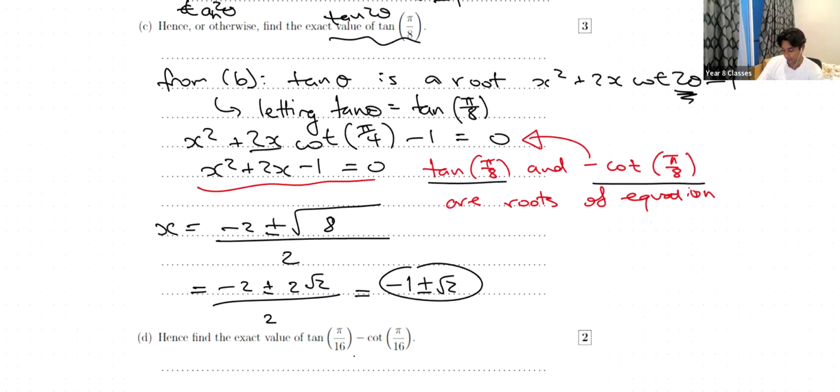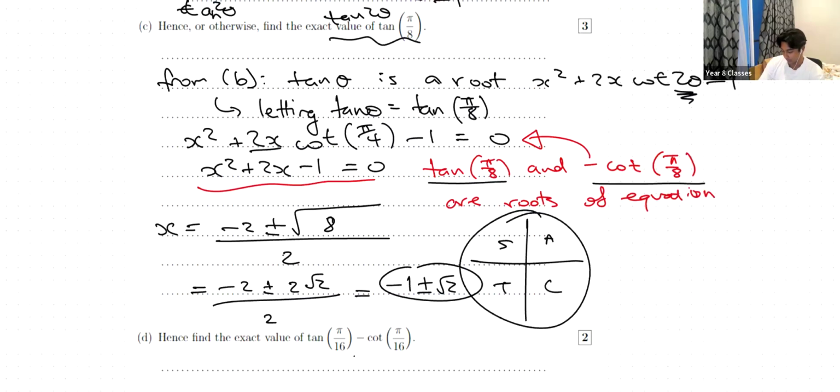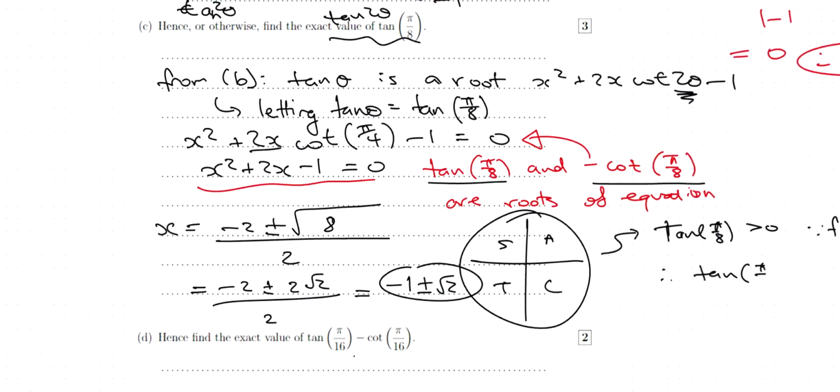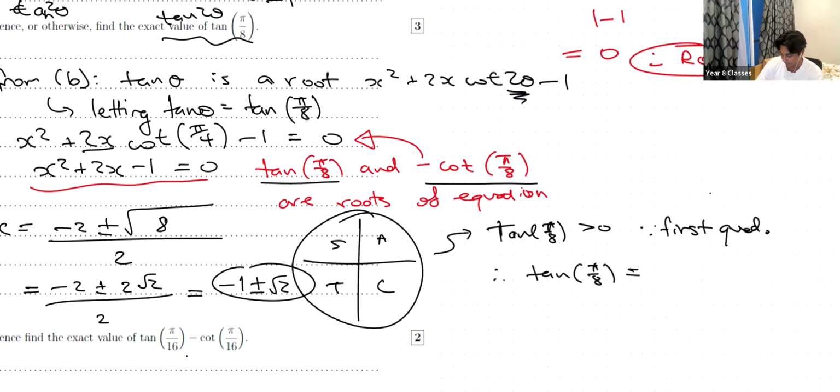Thinking about the unit circle, where does pi on 8 lie within this? In the first quadrant. Yeah, so it's basically because tan pi on 8 is greater than 0 as it's in the first quadrant. Okay, and that's why you will say, therefore, tan pi on 8 is the positive of the two, which is 1 plus root 2, and that's your answer.